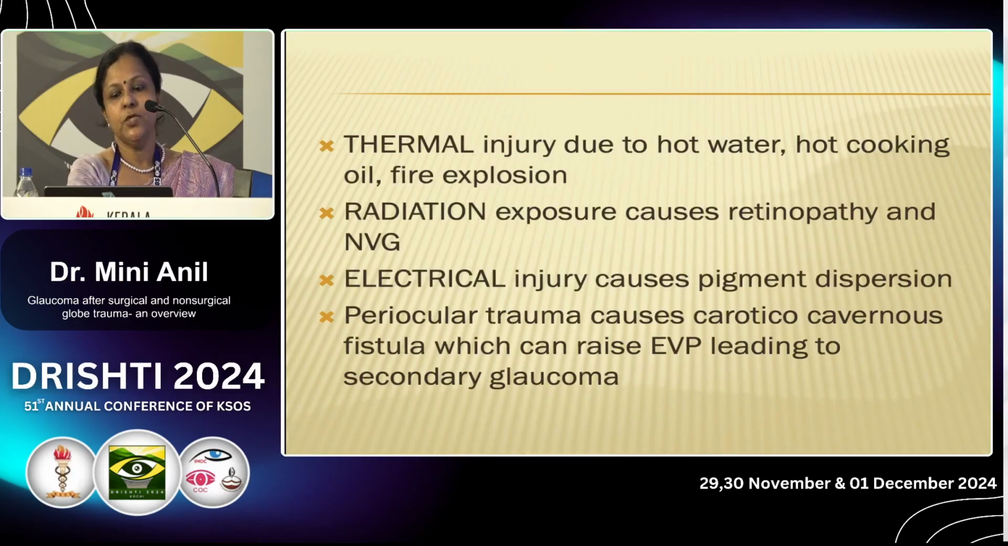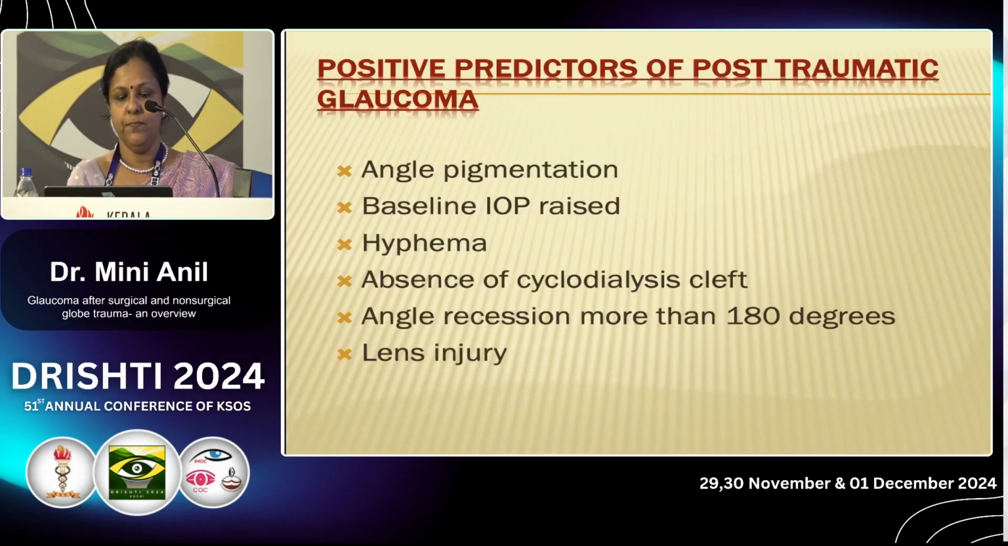Then thermal injury due to hot water, hot cooking oil, fire or explosion. Radiation exposure causes retinopathy and neovascular glaucoma. Electrical injury causes pigment dispersion. Periocular trauma causes carotid-cavernous fistula, which can raise the episcleral venous pressure, leading to secondary glaucoma.